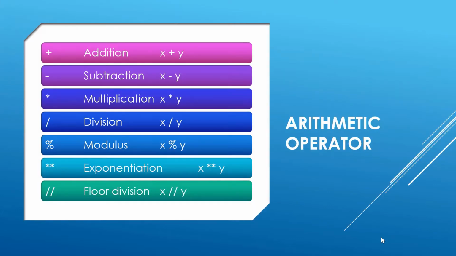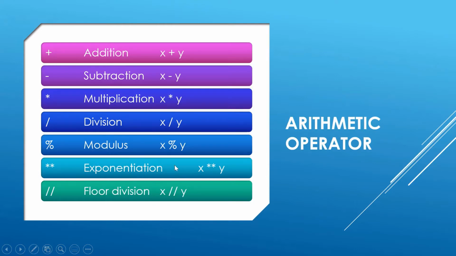First, the arithmetic operators: addition x plus y, subtraction x minus y, multiplication with the star, division with slash, and modulus with percentage. The difference between division and modulus is that in both you divide the numbers, but the quotient is taken as the answer for division, and the remainder is taken as the answer for modulus.